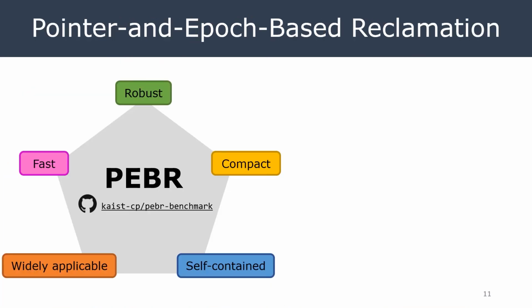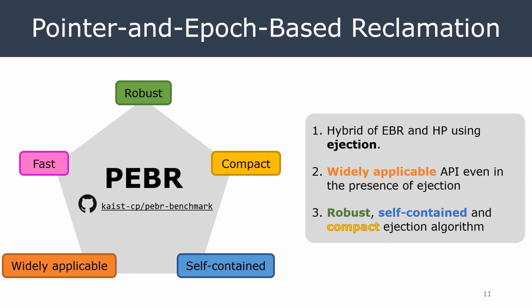In this work, we developed a new SMR named Pointer-and-Epoch-Based Reclamation, or simply PEBR. To the best of our knowledge, PEBR is the first SMR to be fast, robust, compact, self-contained, and widely applicable at the same time. PEBR is powered by three key ideas. First, PEBR takes a hybrid approach of EBR and HP, using a technique called ejection.